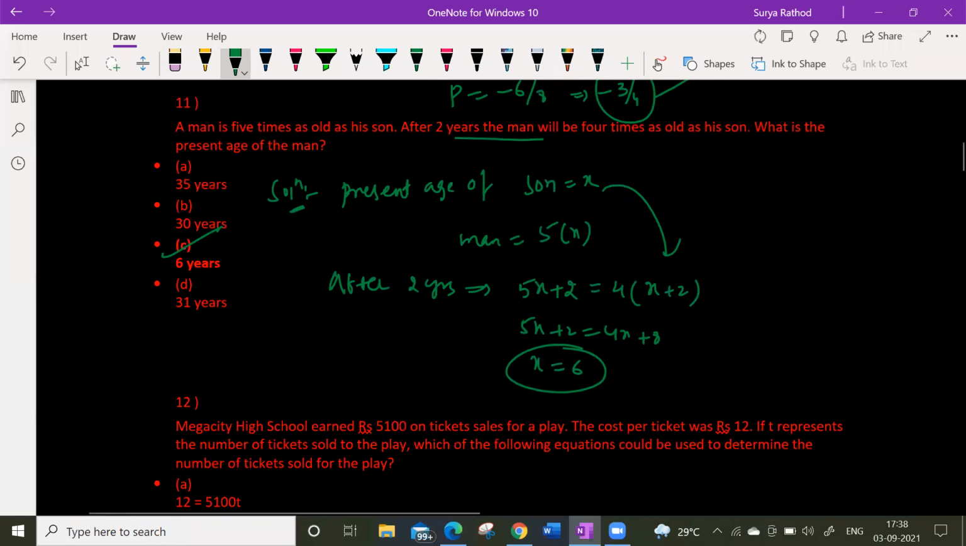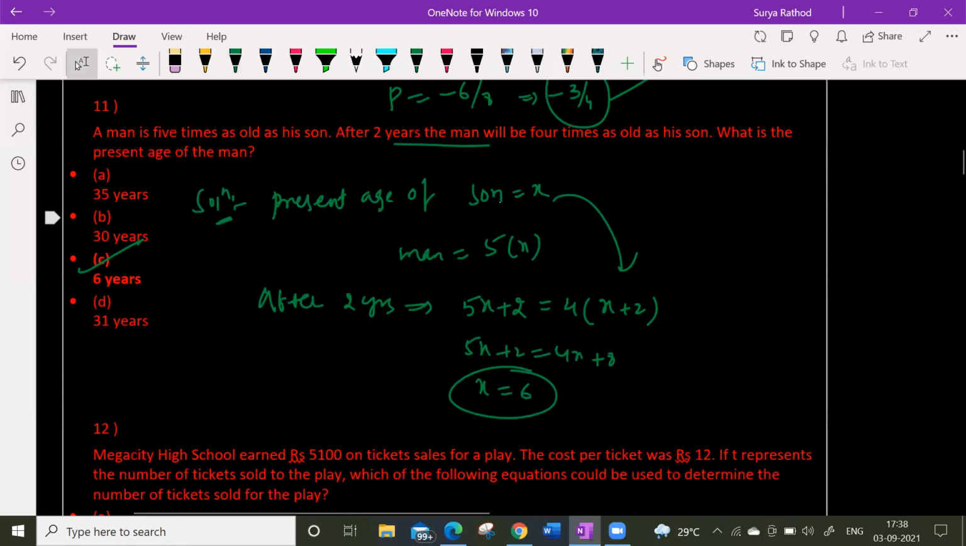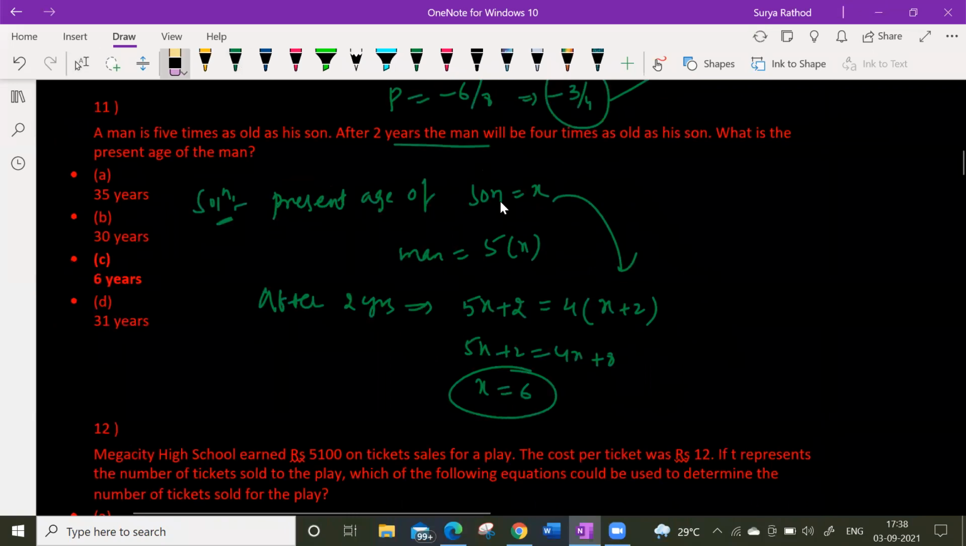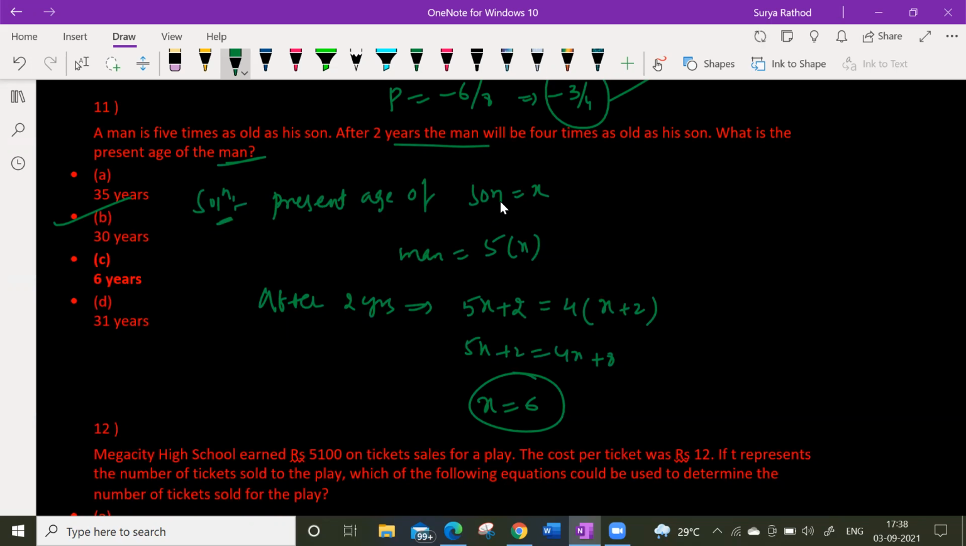Sir, it is asking for the present age of the man, right? Not the son. Yes, yes. So look at this now. If 5 into 6, that is 30, then option B should be correct. Yes, sir, x equals 6, option B should be correct, not C. He's asking for the man, right? If he were asking for the son, 6 would have been the answer. But if he's asking for the man, man means 5x. So 5 times 6 is 30.